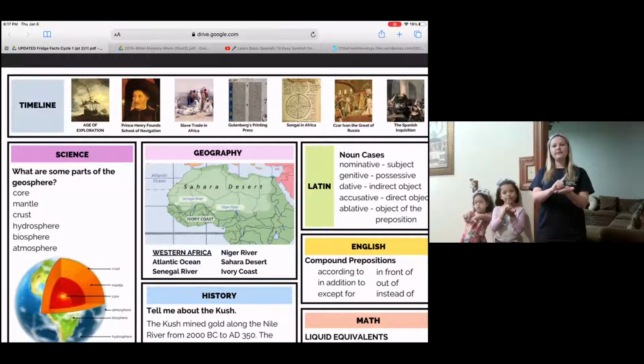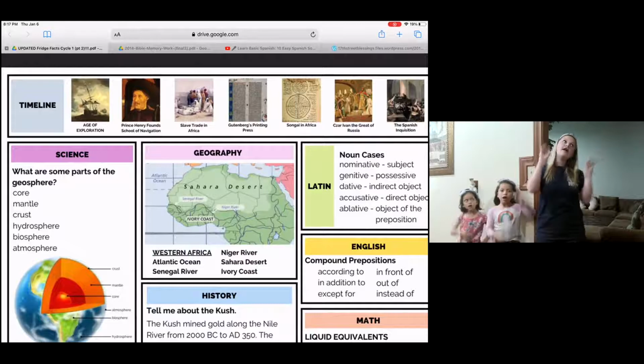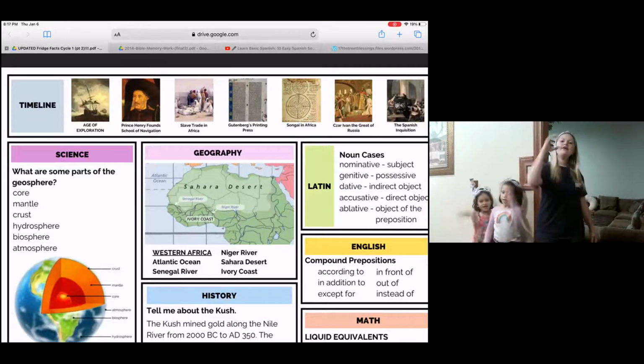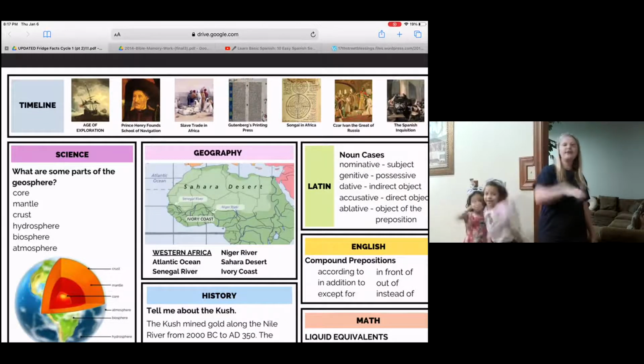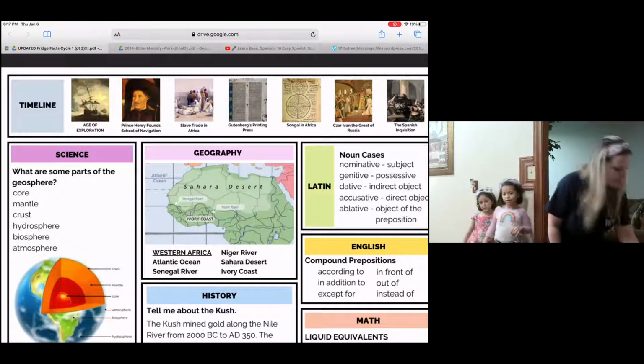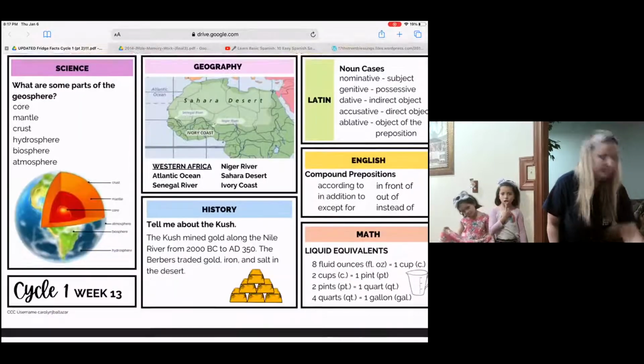Gutenberg's printing press, Songhai in Africa. Tsar Ivan the Great of Russia, the Spanish Inquisition. Columbus sails to the Caribbean. And then next is for English, compound prepositions.